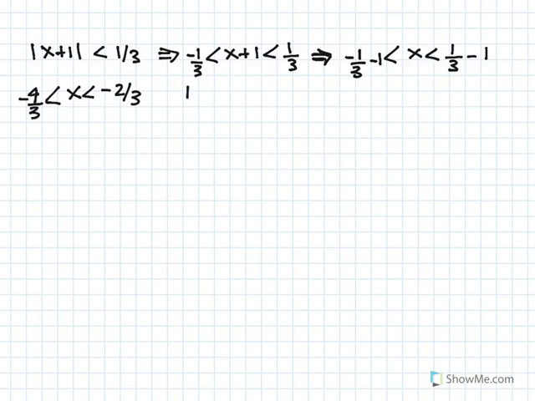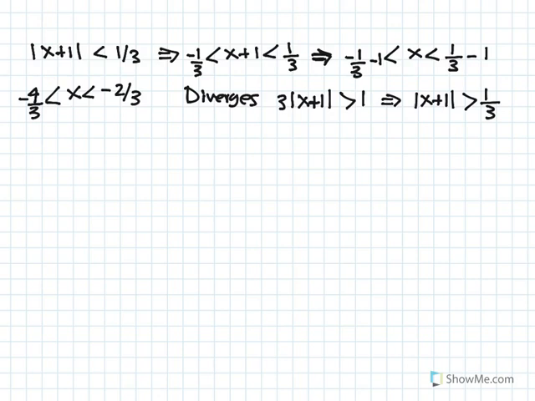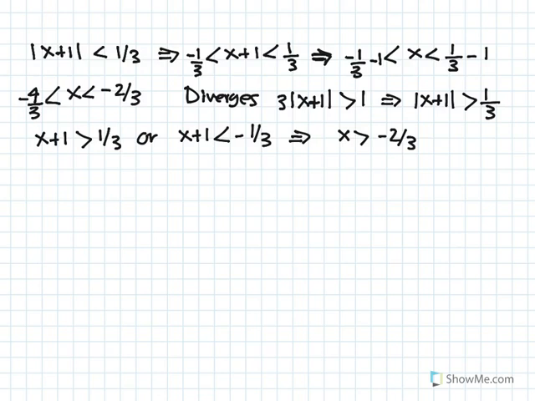This power series diverges if the result of the ratio test, which is 3 times absolute value of x plus 1, is larger than 1, which means if absolute value of x plus 1 is larger than 1/3. And simplifying this, we get x plus 1 larger than 1/3, or x plus 1 is less than negative 1/3. Simplifying further, we get x larger than negative 2/3, or x less than negative 4/3.